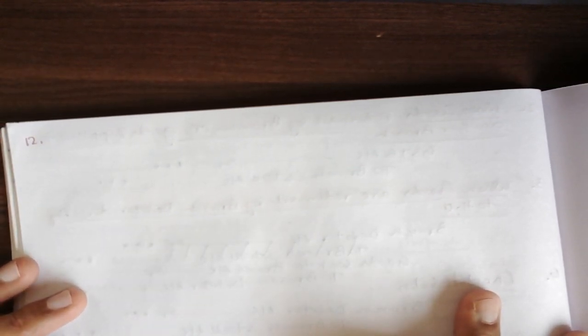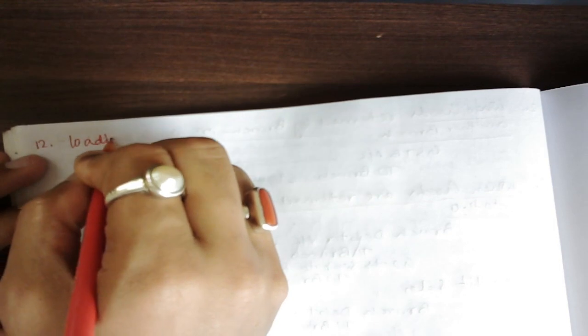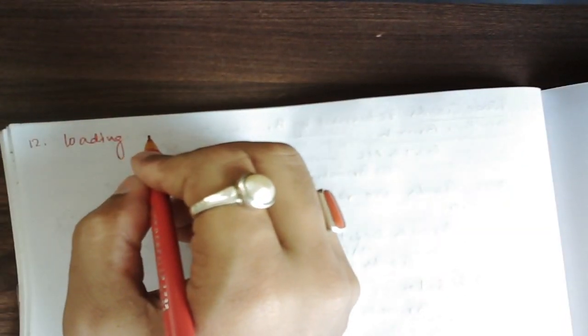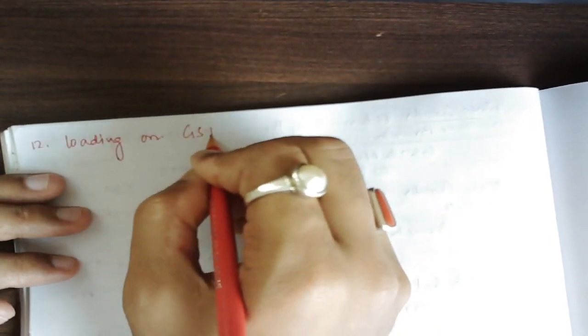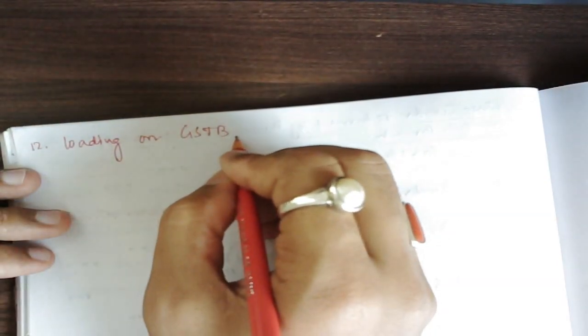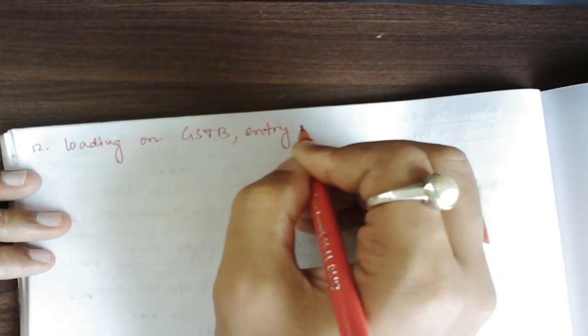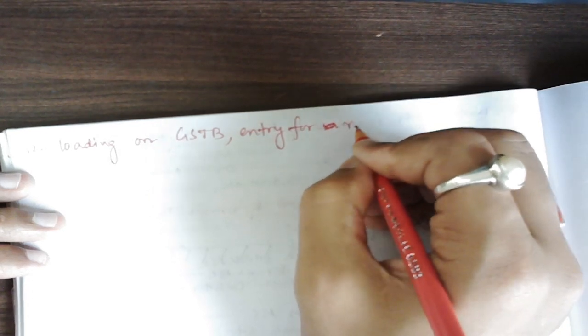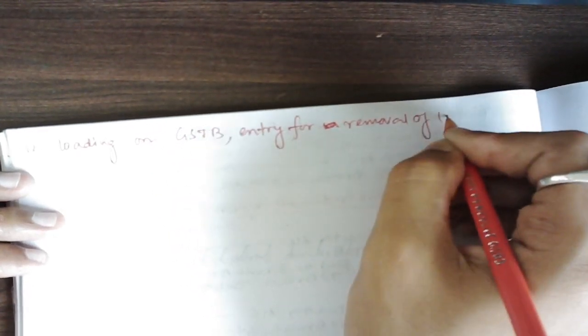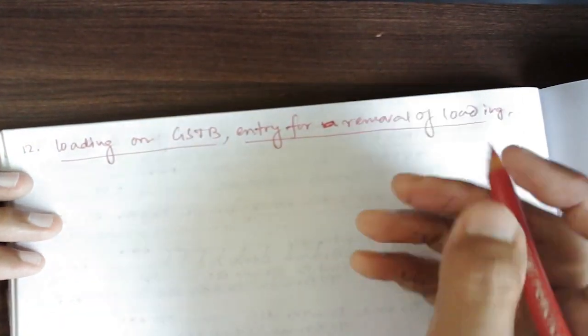Now I am going to show some adjustments through which we can easily understand. Number one: loading on GSTB, entry for removal of loading. So I just want to remove the loading in the GSTB, goods sent to branch.